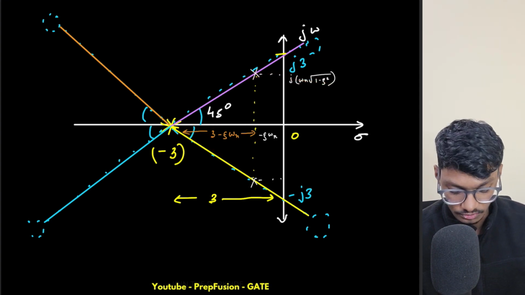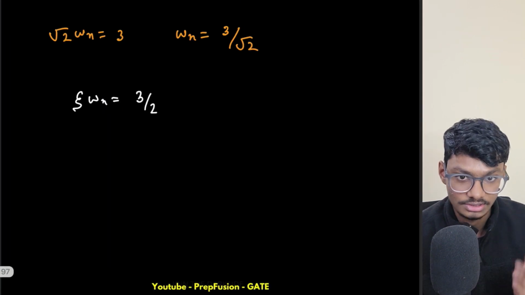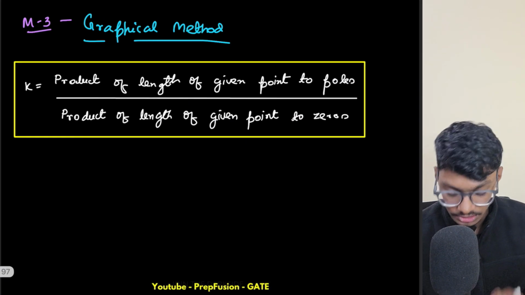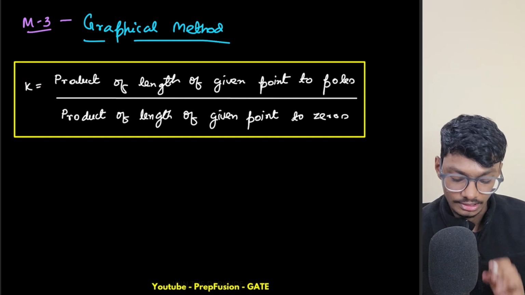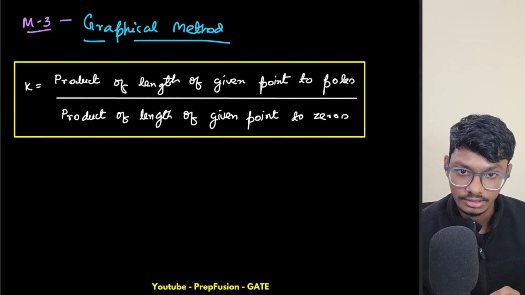Okay, that is understood. Now why is this so important to find the locations? It is important because we want to find the k with the help of the graphical method. What was the graphical method?